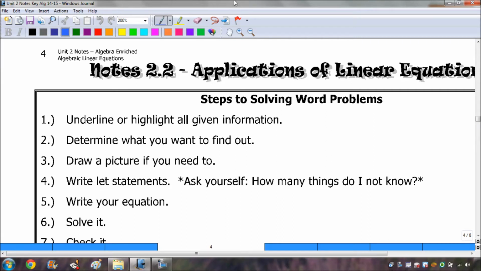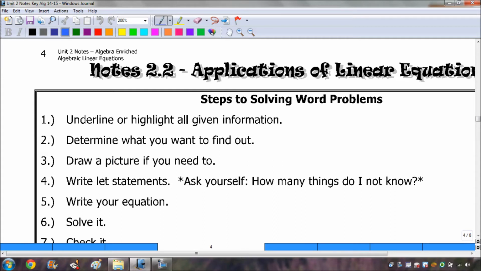So the first thing I want you to do is to underline or highlight all the given information, okay? Then I want you to determine what you want to find out. Step 3, draw a picture if you need to. And step 4, write let statements. But you have to ask yourself, how many things do I not know?